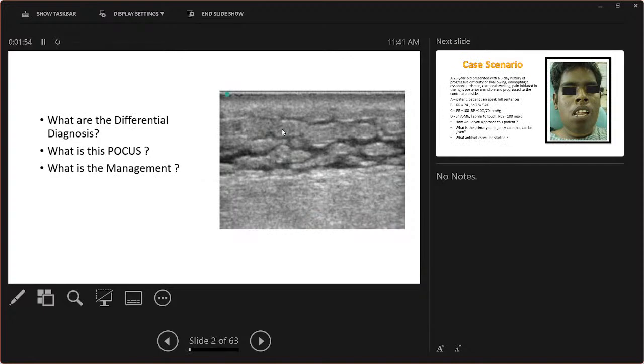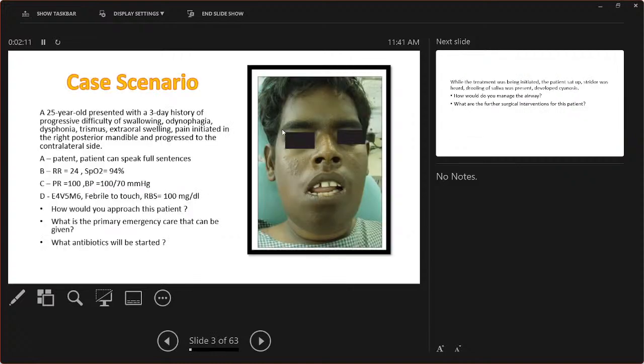What are the differential diagnoses for unilateral lower limb swelling? What is the focus finding of this patient is shown here. What is it and what is the management? I will discuss this in the further slides. Here is another case scenario.